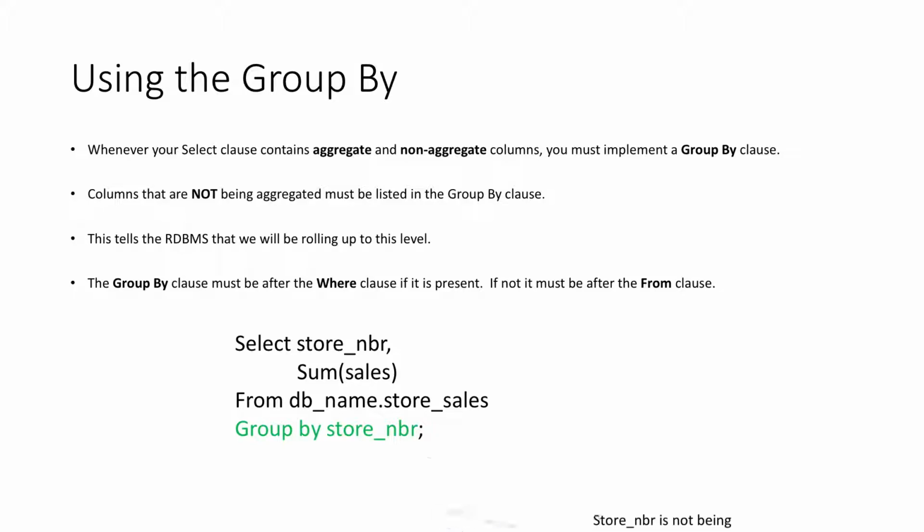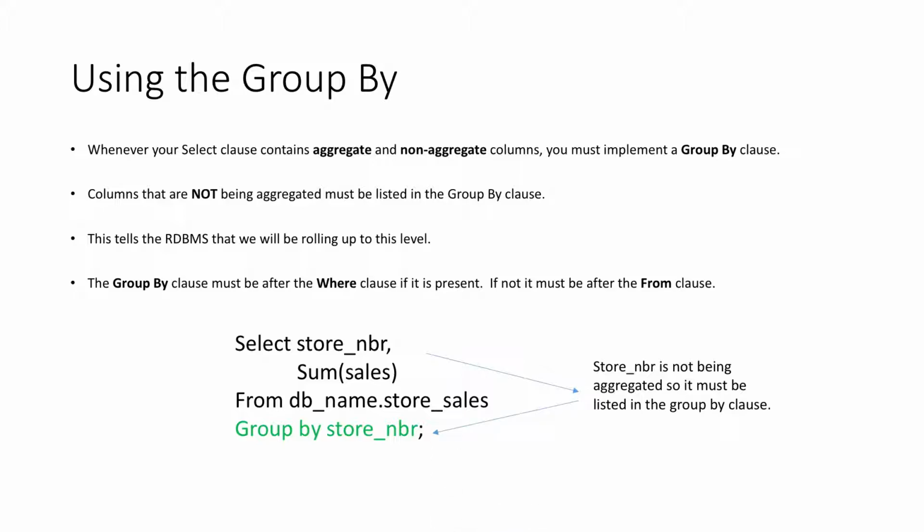So if we look at this query, we have select store number, and we're going to sum sales from our store sales table. If you look, store number doesn't have an aggregation being performed on it, so we have it in the group by clause. So we're basically rolling sales up to store number. So store level sales.